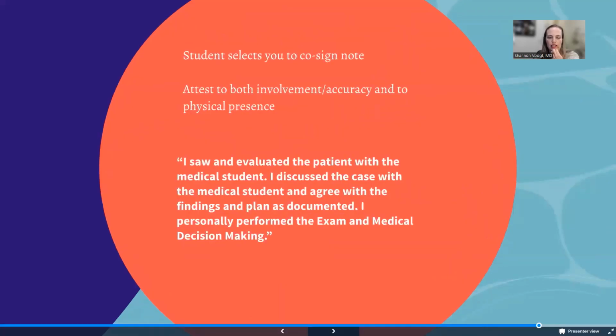This is a great attestation statement. I saw and evaluated the patient with the medical student. I discussed the case with the medical student and agree with the findings and plan as documented. I personally performed the exam and medical decision-making, and then you sign it. If you write that statement and that was true, then you can bill with the student's note, and obviously read through their note to make sure it's accurate.